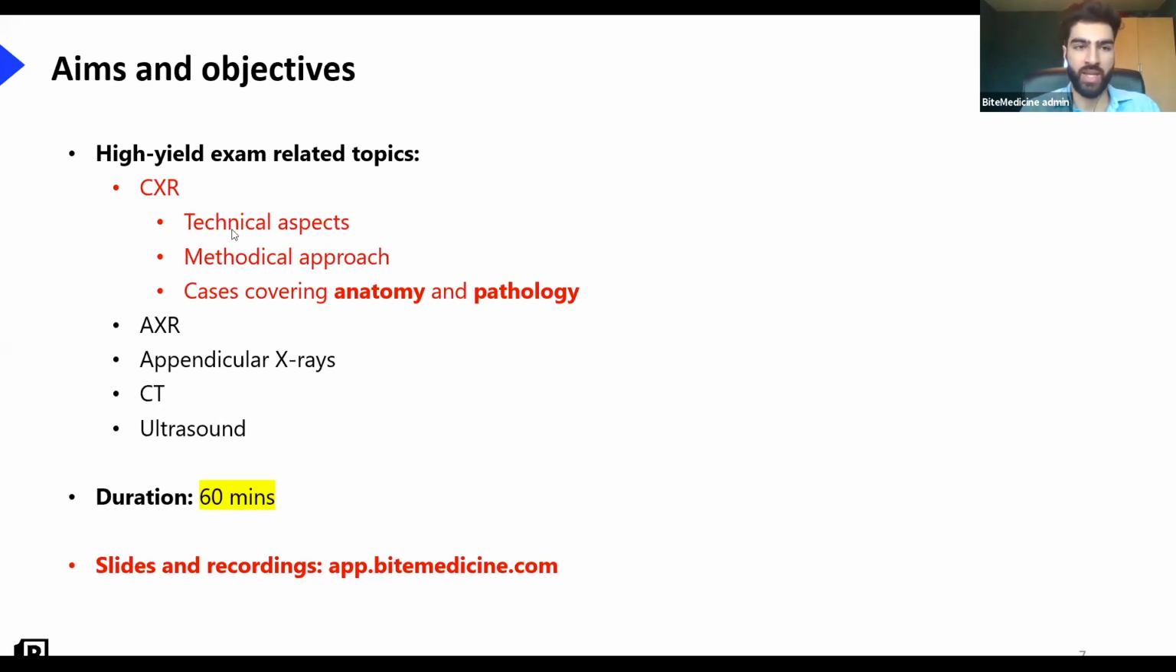What we are going to go through today are the technical aspects of chest X-rays, and a methodical approach of going through X-rays with some cases. And rather than covering the anatomy of a chest X-ray separately, I'm going to go through cases. As we go through the cases, we'll cover the anatomy, as well as the pathology, of course.